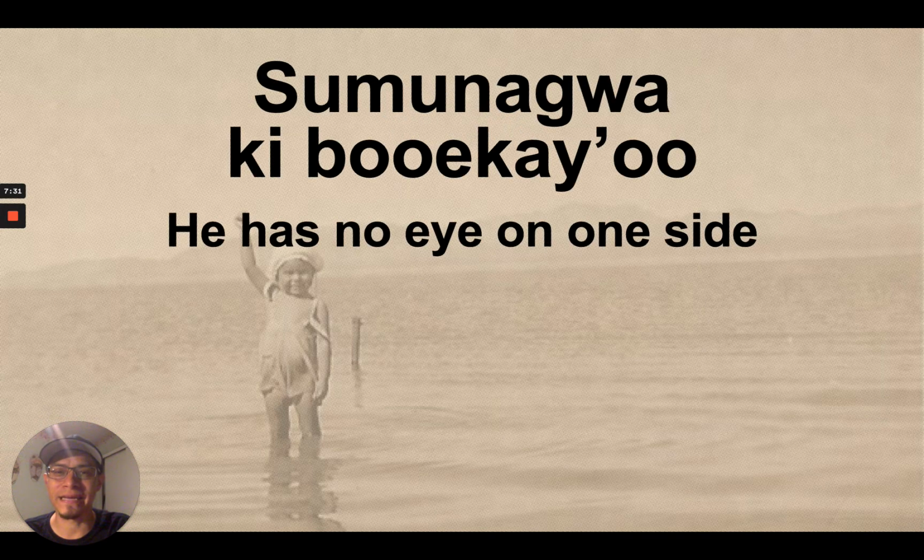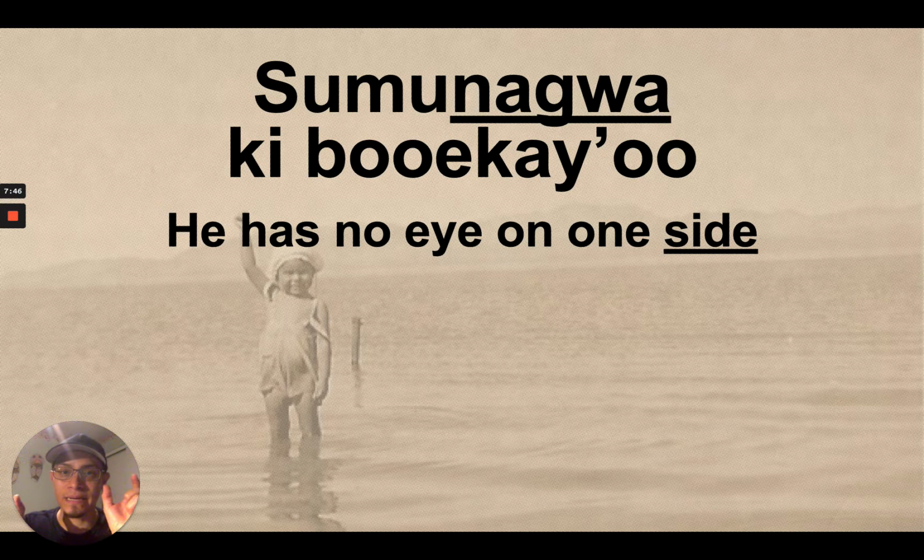So here's one example. Sumunagwa kai puigayu means he has no eye on one side. So this suffix nagwa means side. Sumu, one, nagwa, side. One side. Sumunagwa kai puigayu. No eye on one side.